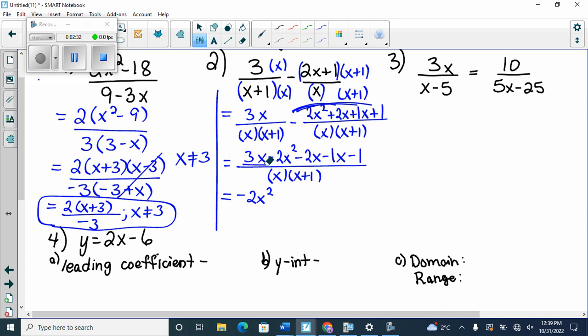But we have 3x, so 3 xylophones minus 2 xylophones is 1 xylophone. Minus another xylophone is none. They cancel each other off, and I'm left with minus 1 over x plus 1. X can't equal 0 or negative 1.